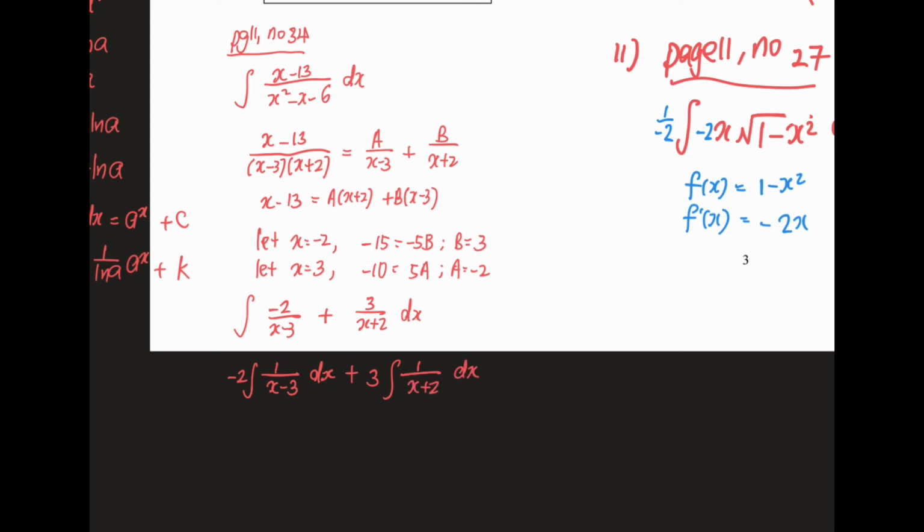Okay, now I have f prime of x over f of x. So it becomes negative 2 ln modulus x minus 3 plus 3 ln modulus x plus 2 plus c. So this is the final answer for question 34. Okay, so that is how we use partial fractions followed by integration. Okay, now let's move on to the next page.